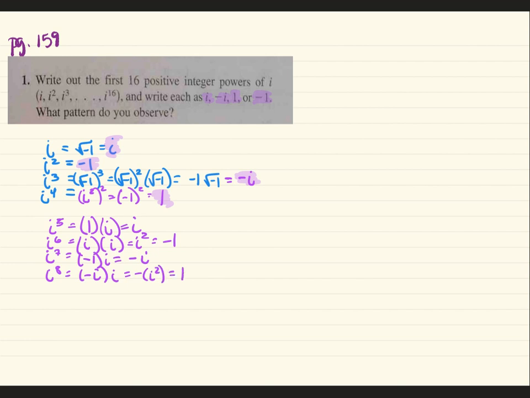Okay, so I hope that you're noticing a pattern. So we have I, negative 1, negative I, and 1. So if you look at this pattern, it's repeating after every fourth exponent. So if I do I to the 9th, I to the 10th, I to the 11th, and I to the 12th, we should get I, negative 1, negative I, and 1. And then I to the 13th, I to the 14th, I to the 15th, and I to the 16th will give you I, negative 1, negative I, and positive 1 again.